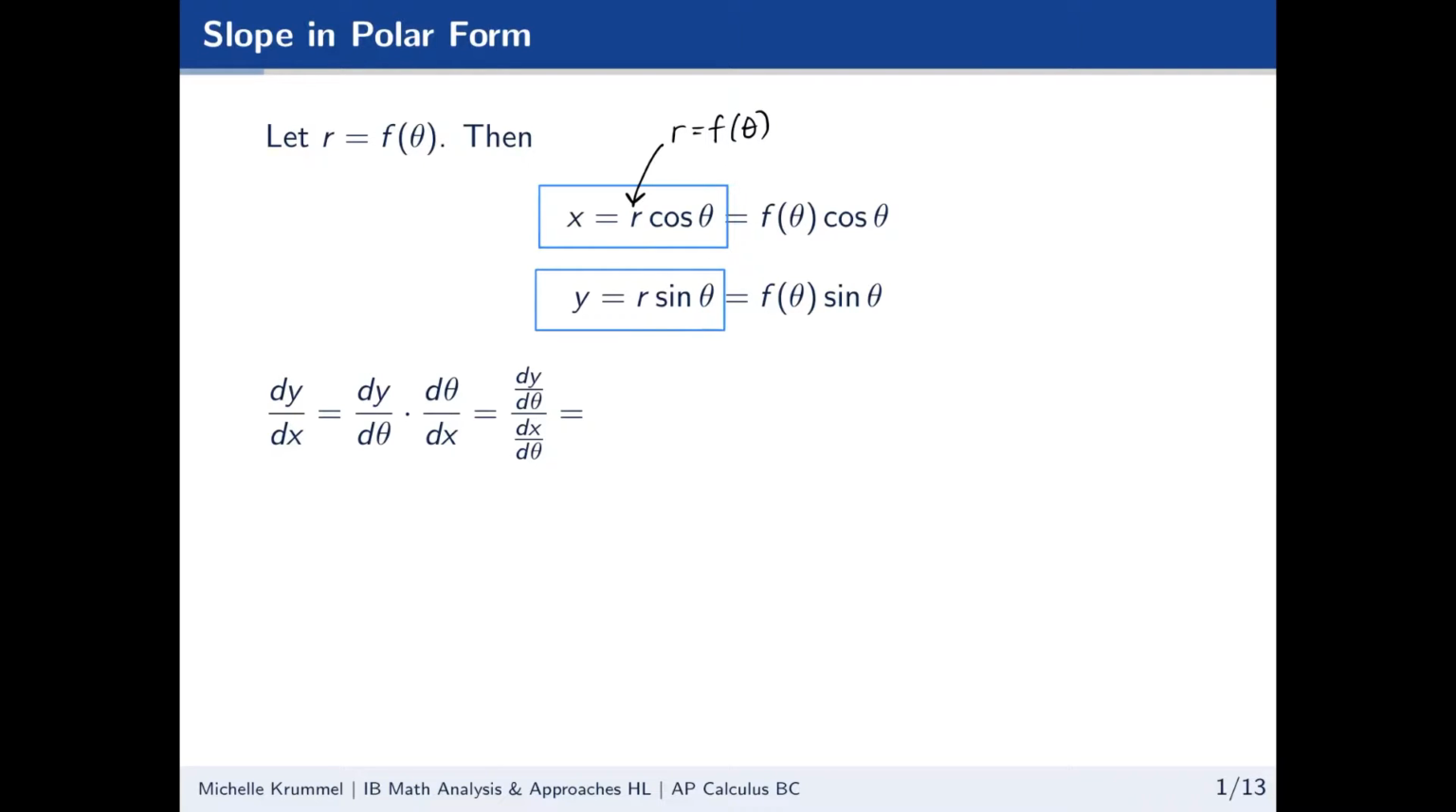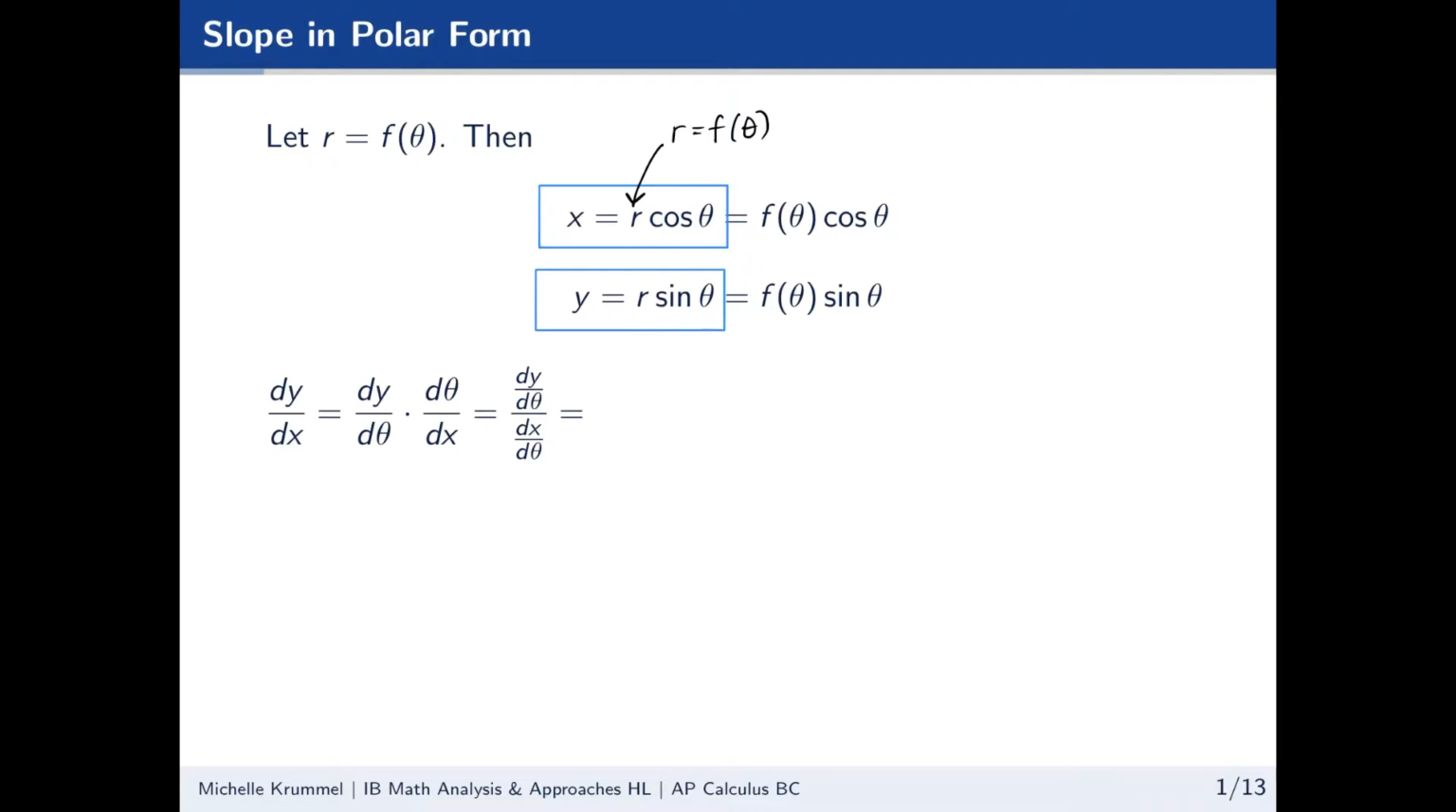So for example, if our polar equation was r equals 2 sine theta, then I could just substitute that in for the r in this conversion formula, and then multiply by cosine theta, and there I have an equation for x written in terms of theta. And if I have an equation for x written in terms of theta, I can find dx d theta just by taking the derivative with respect to theta.